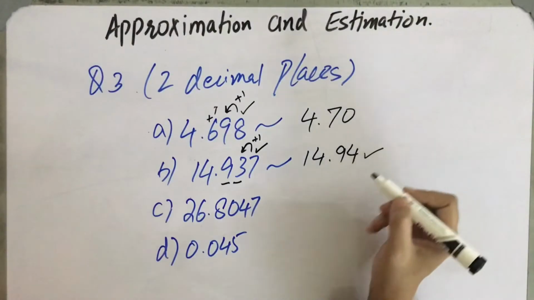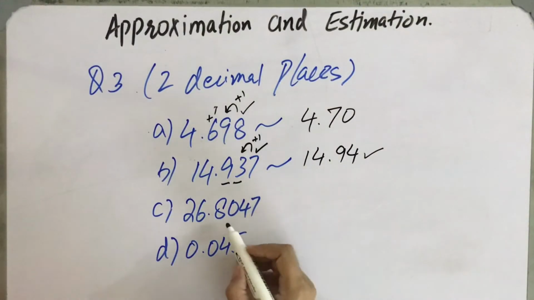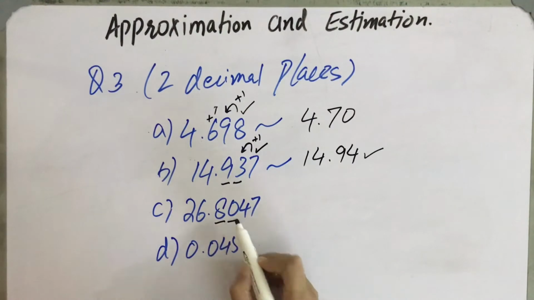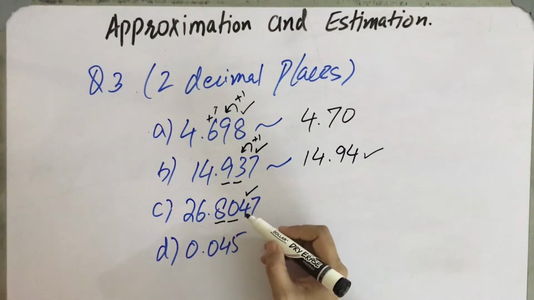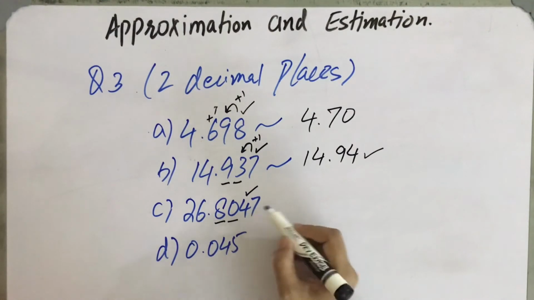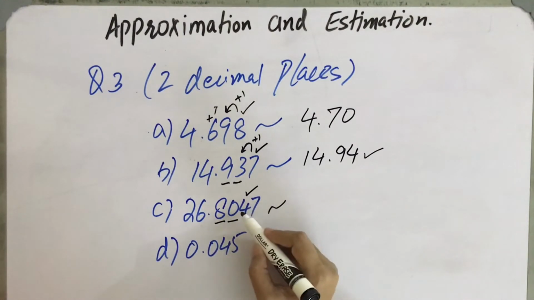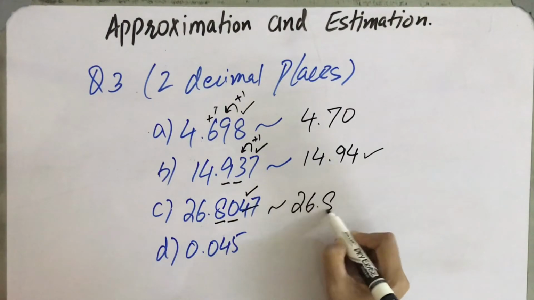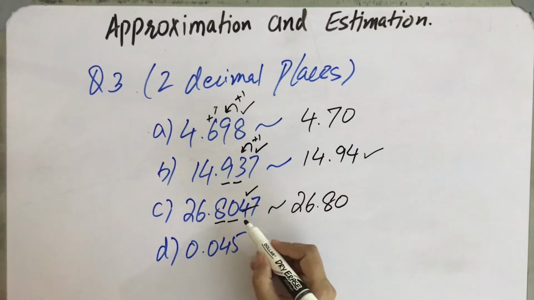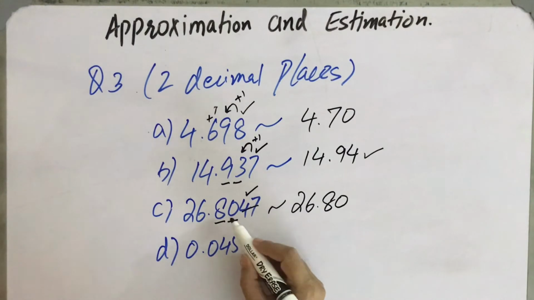Two numbers after the decimal. This is 8 and 0 after the decimal, which is going to be selected. This 4 will decide what the answer would be. This 4 is less than 5. We shall ignore it. We shall drop these two numbers. We shall give the final answer 26.80. As this 4 is less than 5, it will give nothing to 0.